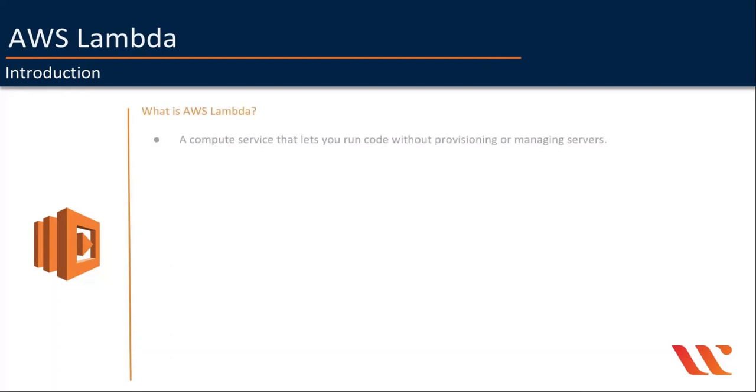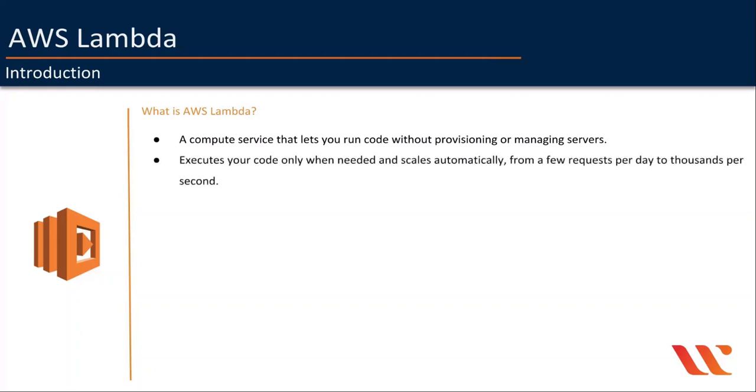It is a compute service that lets you run code without provisioning or managing servers, also called serverless compute, as you will not be managing any servers by yourself. AWS Lambda executes your code only when needed and scales automatically from a few requests per day to thousands per second. And with AWS Lambda, you can run code for virtually any type of application or backend service, all with zero maintenance and administration.